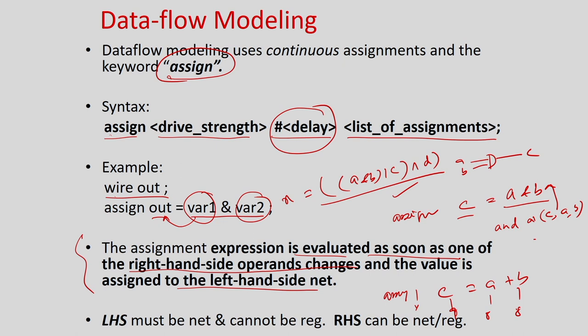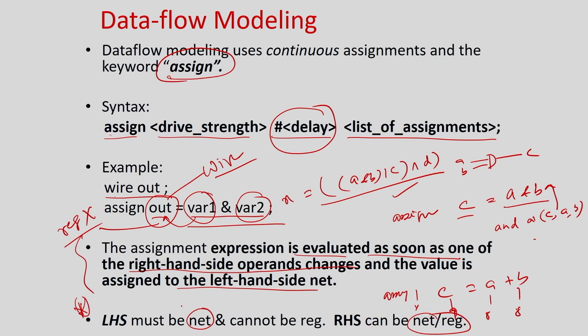There is an important thing you must understand. In this assign, the left hand side must be a wire. It cannot be a reg, but the right hand side can be a reg or a wire, all around. So the right hand side can be a net or reg, but the LHS must be a net. I will talk about how to update the left hand side for a reg in the next class, but assign can only update a wire or a net, not a reg. That is very important about this assign.